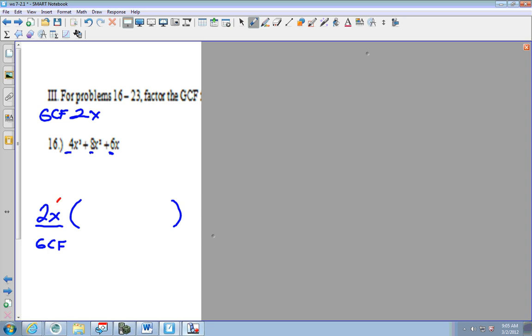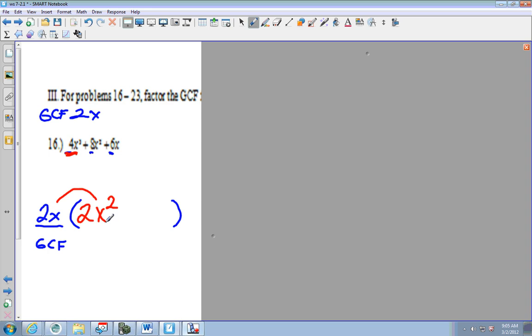2x times what gives me this first term? 2 times what gives me 4? 2. Wait. 2 times 2 gives me the 4. I have one x out here. How many do I need? 3. So this is x squared.